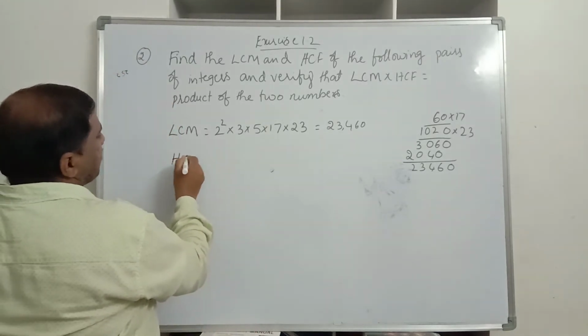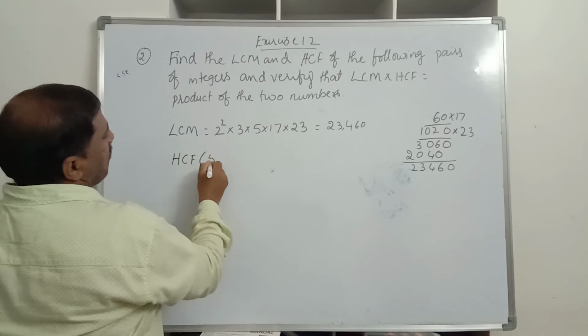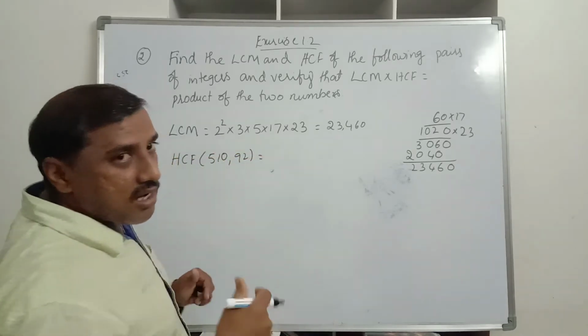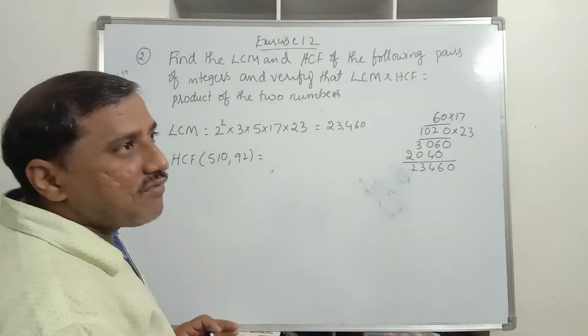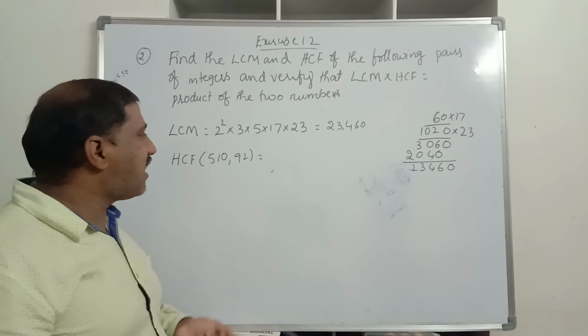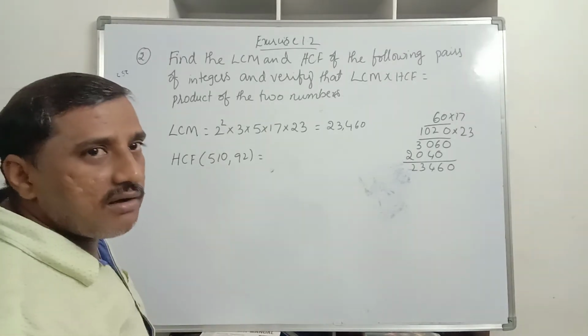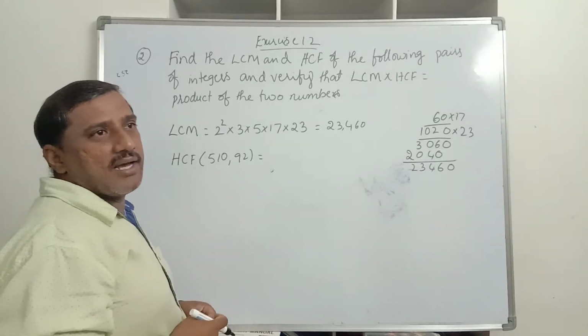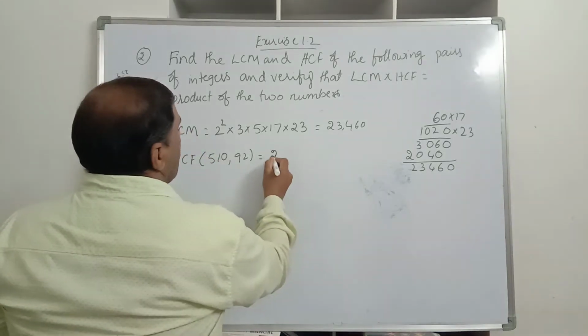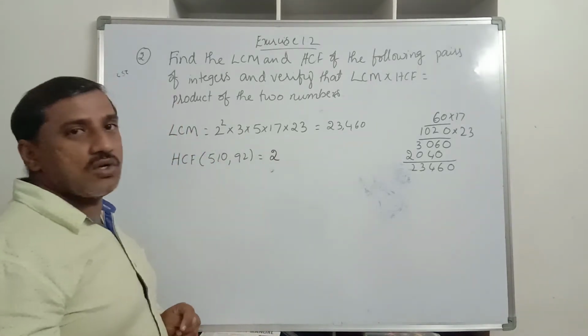Now HCF of 510 and 92 is equal to the product of the smallest power of the common factors. What are the common prime factors for 510 and 92? 2 is the common factor, and for 2 the smallest power is only 1. Therefore HCF is equal to 2.